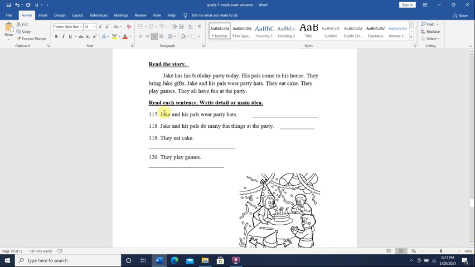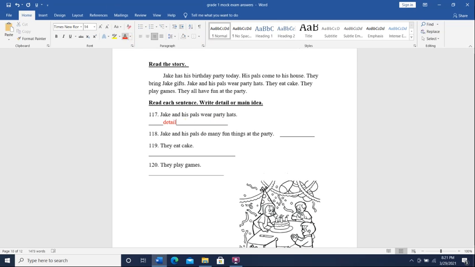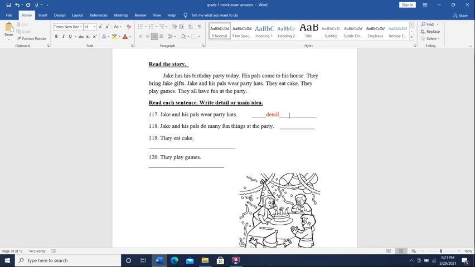So what happened? Jake and his pals wear party hats. Is the whole story about Jake and his friend wearing party hats? No. So this would be a detail. It's just a sentence from the story that tells you or supports the main idea. Okay? Jake and his pals do many fun things at the party. Okay? So this would be the main idea. Why? Because the story tells about Jake's birthday and what he did. So this would be the main idea.